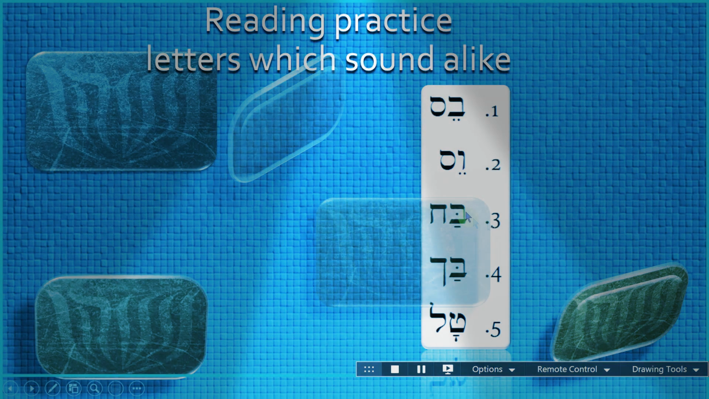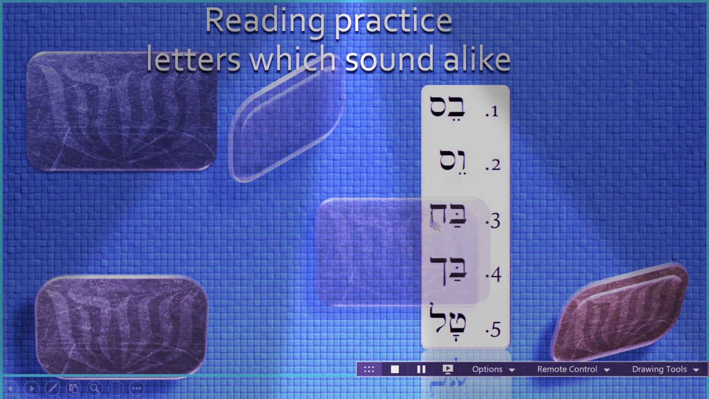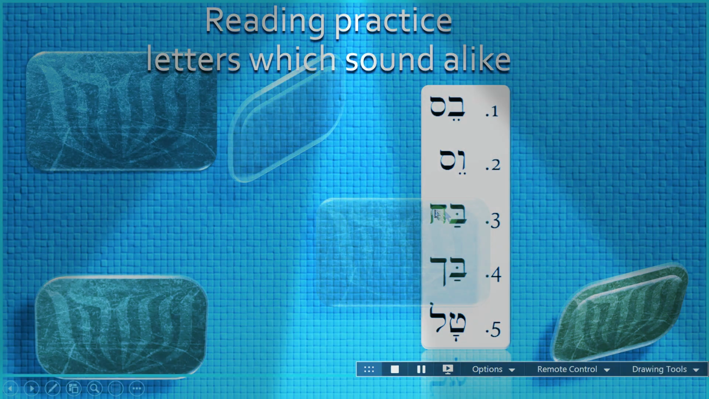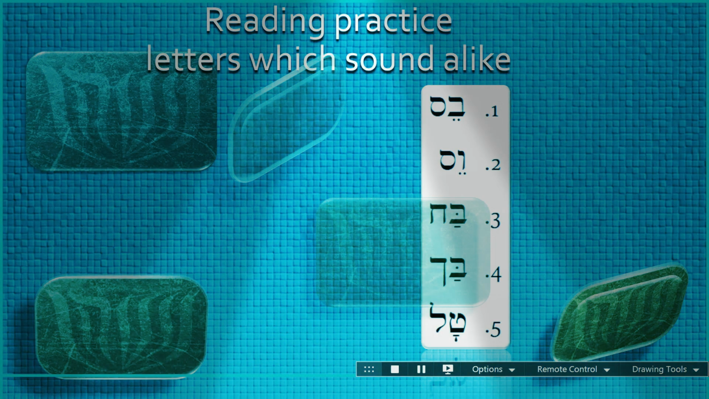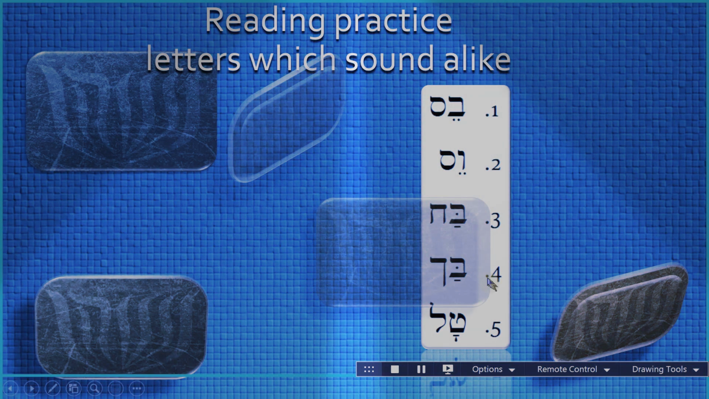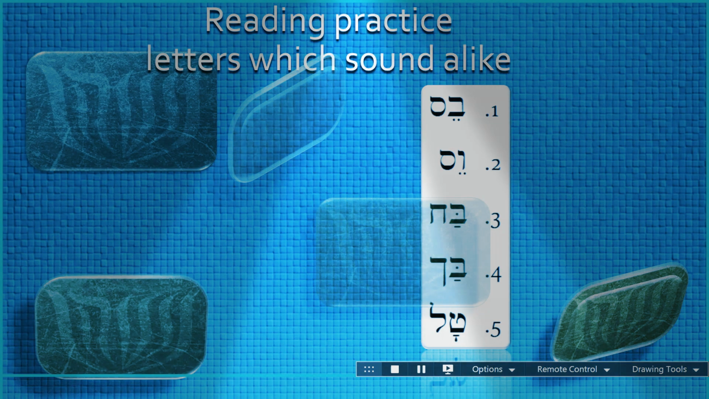Number 3, take a second, try to read that. Bach. Number 4, try to read this one. So in the previous slide, we were talking about letters which look alike, and now we're talking about letters which sound alike. Number 4 is also Bach. In ancient times, this was pronounced shorter, up on the roof of the mouth, and some still pronounce it this way. But you'll find the variants in Israel, most people pronounce these the same.